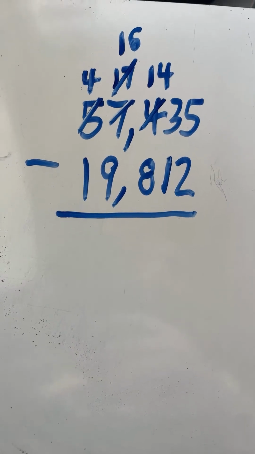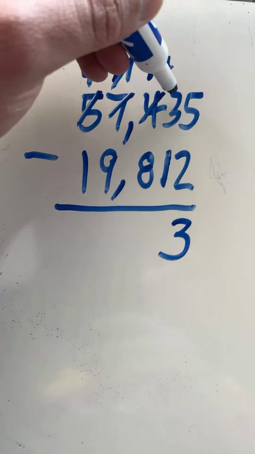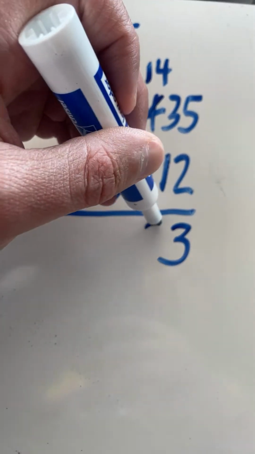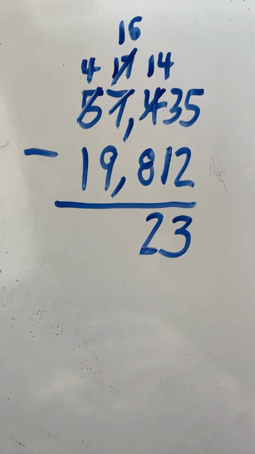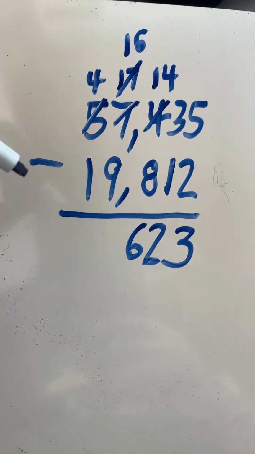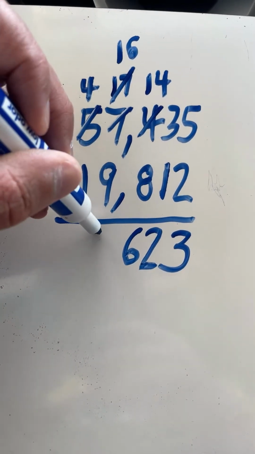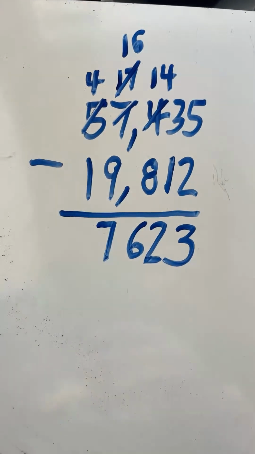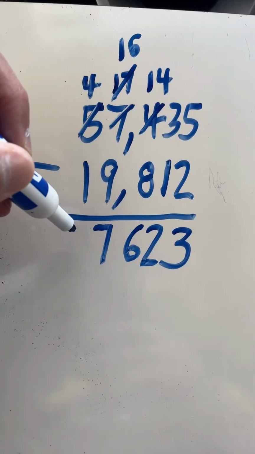So, starting in the ones place, 5 minus 2 equals 3. 3 minus 1 equals 2. 14 minus 8 equals 6. 16 minus 9 equals 7. 4 minus 1 equals 3.